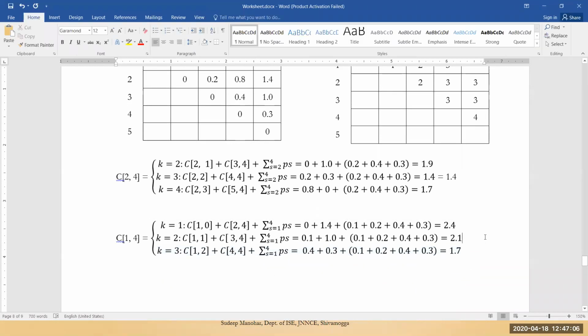Still one more is left for us. We have to calculate. I'll write here. Sorry, k is equal to 4.